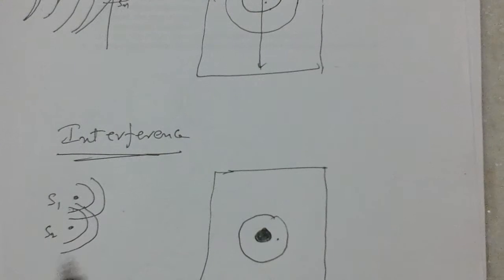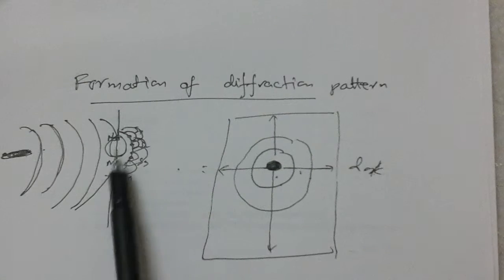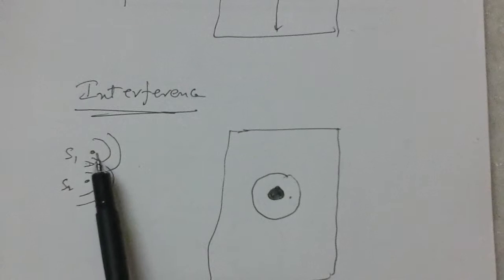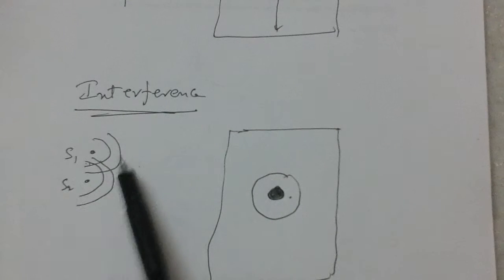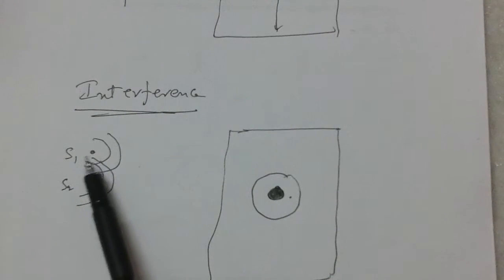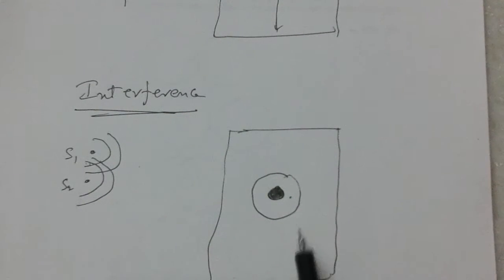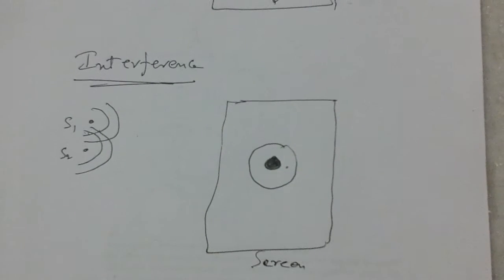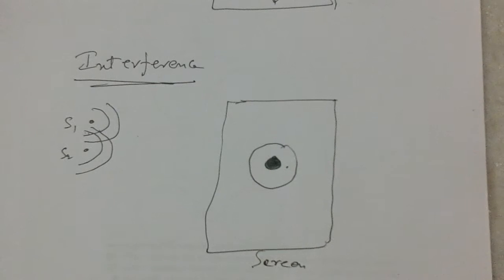In the case of the interference pattern, we have to take two sources, S1 and S2. In the previous case we had taken only one source, just one slit. But in interference we take two sources, and from these two sources wavefronts come out like this. The wavefronts of the first source and the second source superimpose and form an interference pattern on the screen. But carefully observe, here the center fringe will be dark.